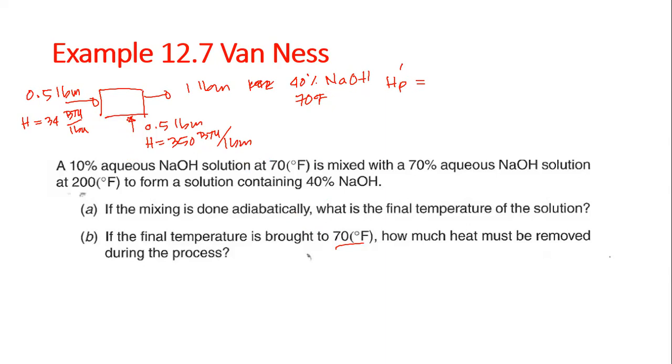By the way, it's not adiabatic, so we have Q. There is a Q involved, not only the material streams; we also have heat either leaving or entering. Basically we just do an enthalpy balance. The first step is to find this HP prime, because we have the temperature and the percentage. So we go back to the diagram and try to find HP prime.